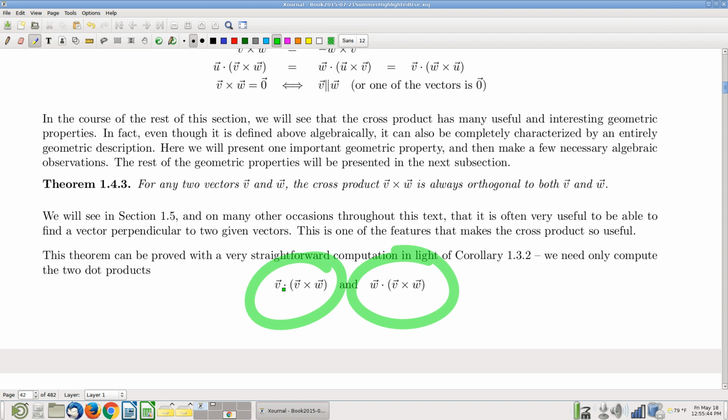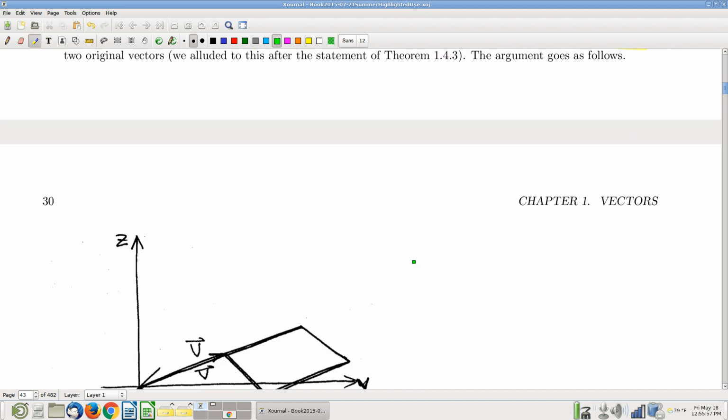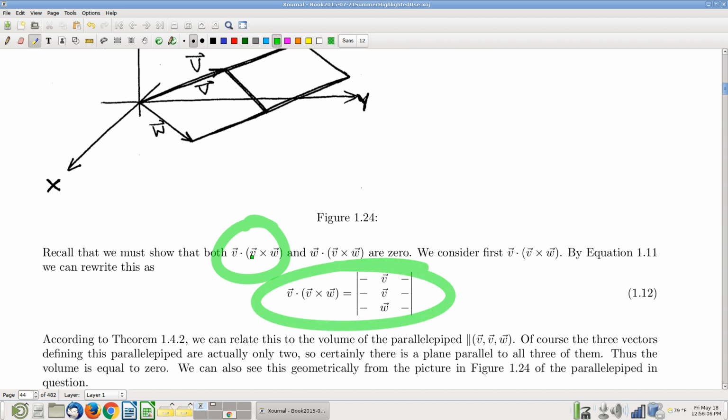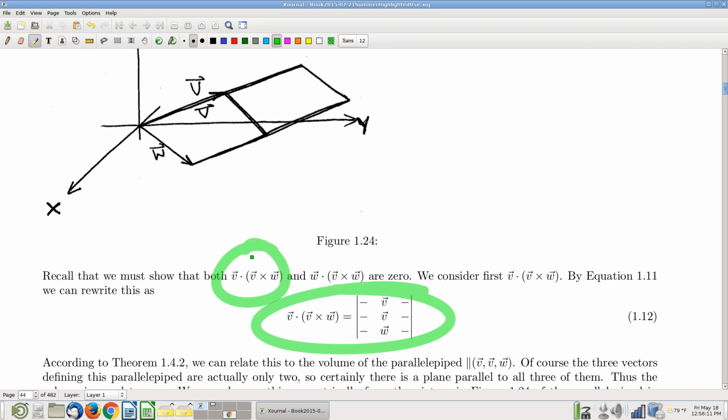So rather than brute force this, let's compute these triple products. Let's look at this one here, V dot V cross W. Let's look at that triple product and try to interpret it a different way. Here we go. That triple product is this determinant, per the formula on the previous page. Determinants are volumes. So what I'm trying to compute, in fact, is the volume of the parallelepiped that I get by looking at the vectors V and W. And here's what that parallelepiped looks like.